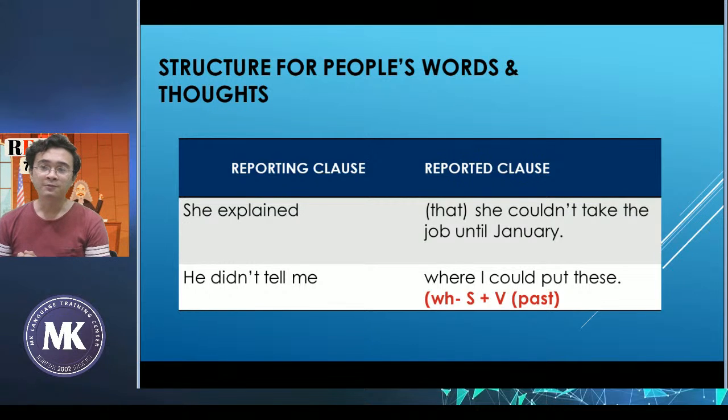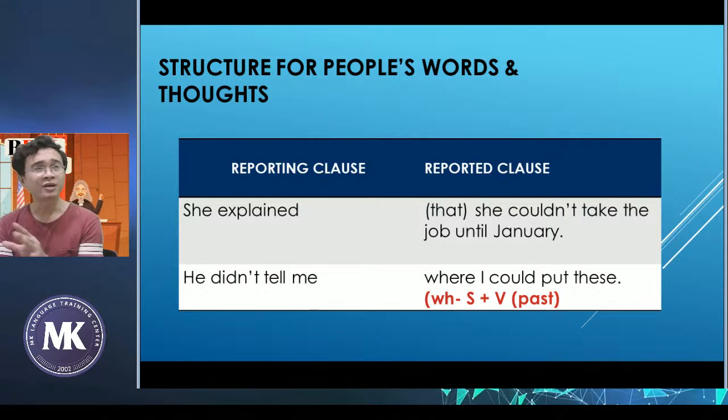And here for the reporting clause, first of all we have "she explained," and we have "that," or sometimes we can also remove "that" in our sentence. She could not take the job until January. So as you notice, for the reporting clause, we only have subject and verb there. And then for the reported clause, we have "that" and subject plus verb in our sentence. But somehow we also have different patterns whenever we want to do reported clauses. And here we have, he didn't tell me where I could put this.